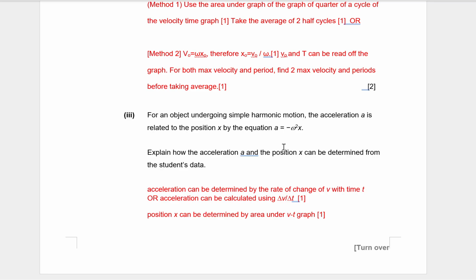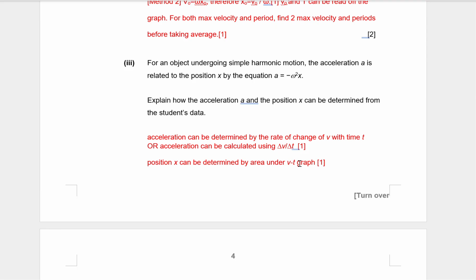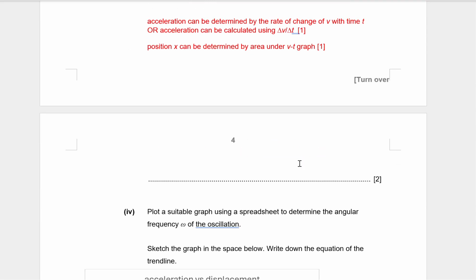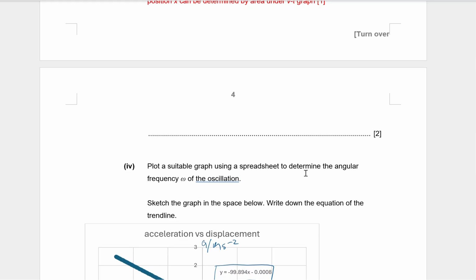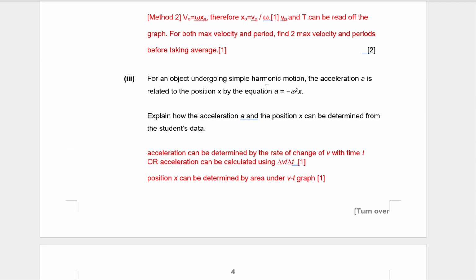Secondly, you can talk about how to find displacement. It's actually the area under the v-t graph. So that's the easy part. And then this next part is where a lot of you trip up. I think a lot of you didn't manage to reach here or didn't finish. Plot a suitable graph to determine the angular velocity of the oscillation. The angular velocity of oscillation can actually be obtained by a straight line graph that is given here. Sometimes in Cambridge questions, you have to look at the front part to think about how to do the last few parts.